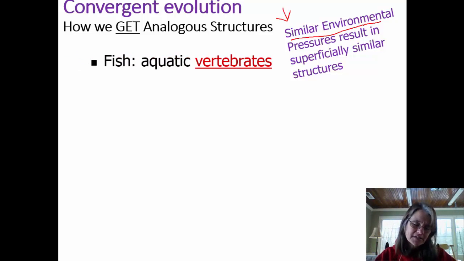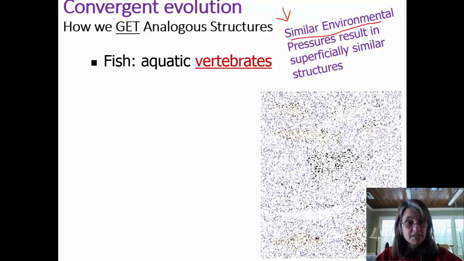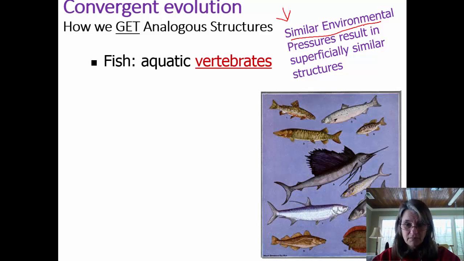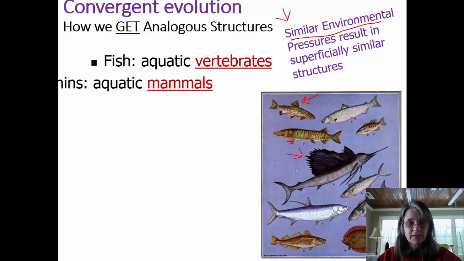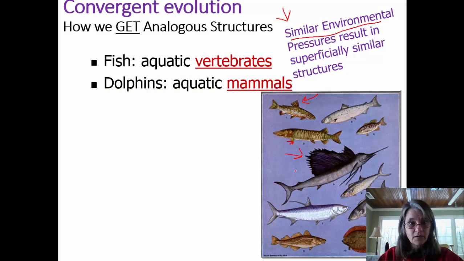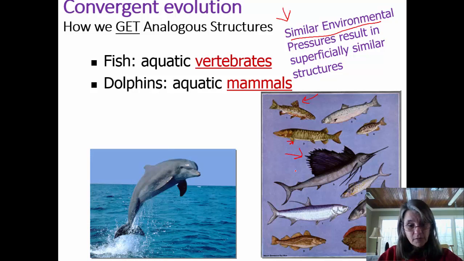Okay? So let's think about fish. Fish are aquatic vertebrates. They were the original vertebrates. Okay? And fish look like this. They have fins, big fins, small fins, whatever, streamlined bodies, and so on. They are adapted for moving in the water. Dolphins are also aquatic, but they are mammals. Okay? But if you look at them, they also have these smooth, streamlined bodies. They also have fins, and so on. And superficially, they look rather similar to these fish.